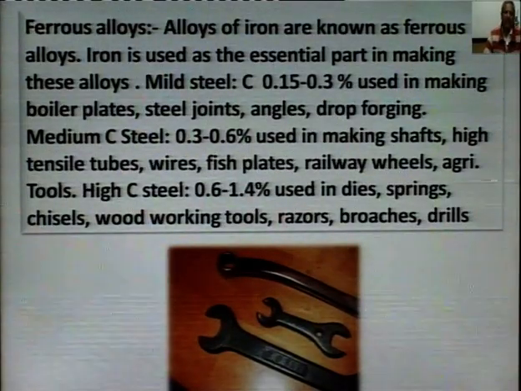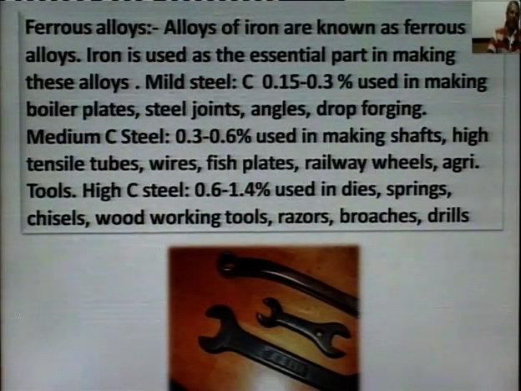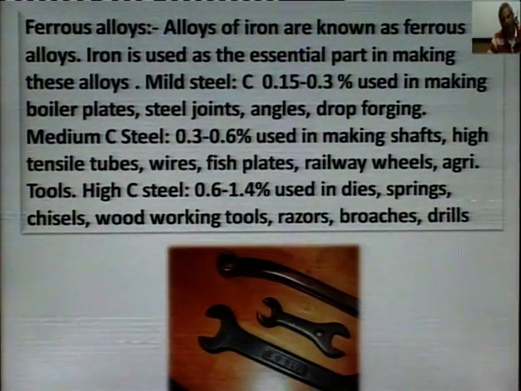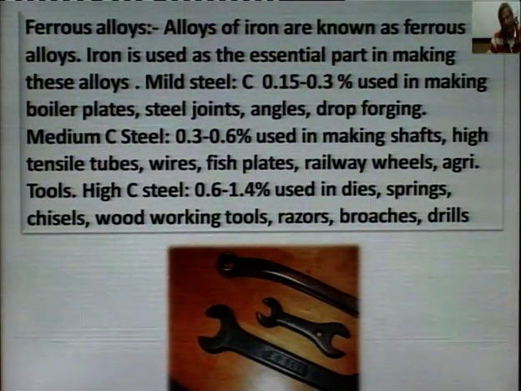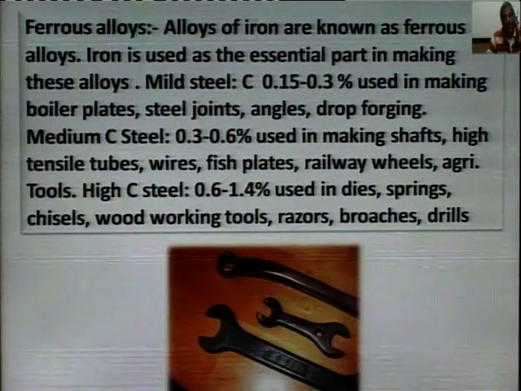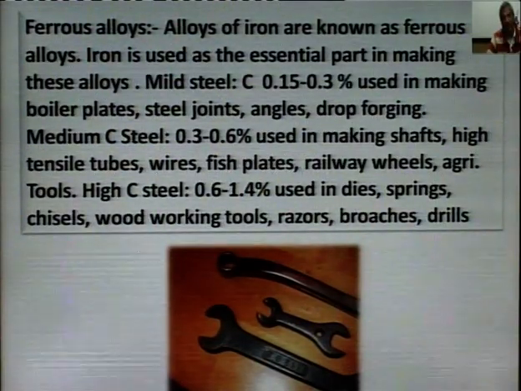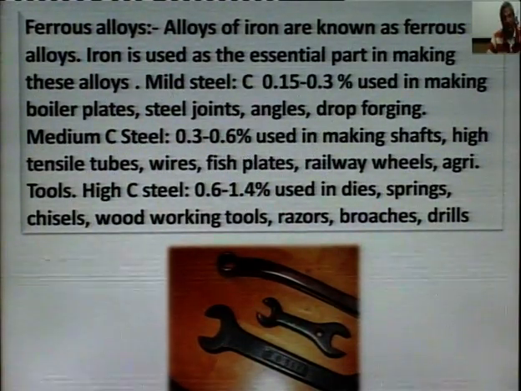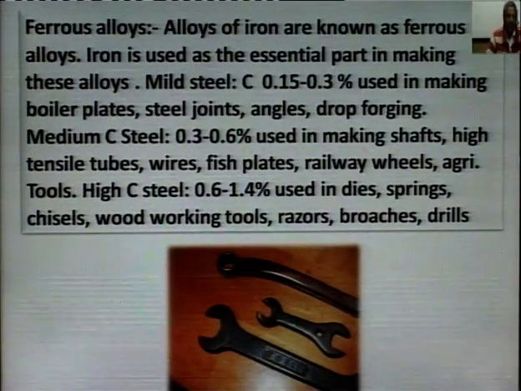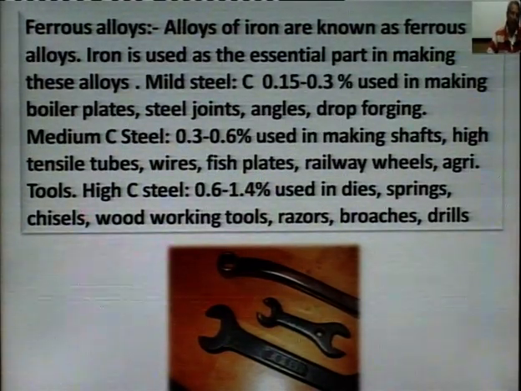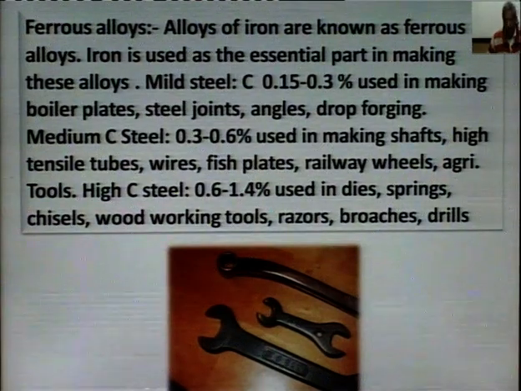High carbon steel. In high carbon steels, the percentage of carbon is 0.6 to 1.4%. The high carbon steel is used in dies, springs, chisels, woodworking tools, razors, brochures and drills.